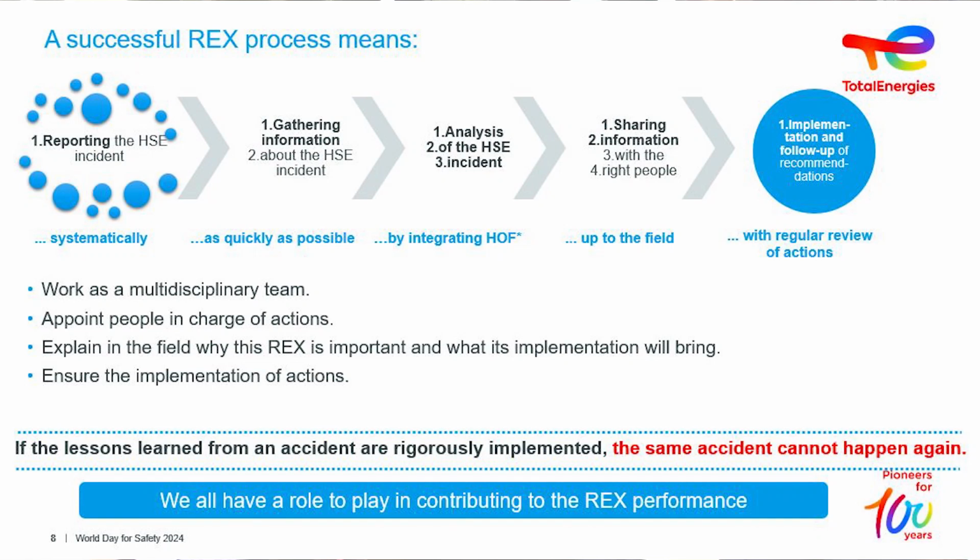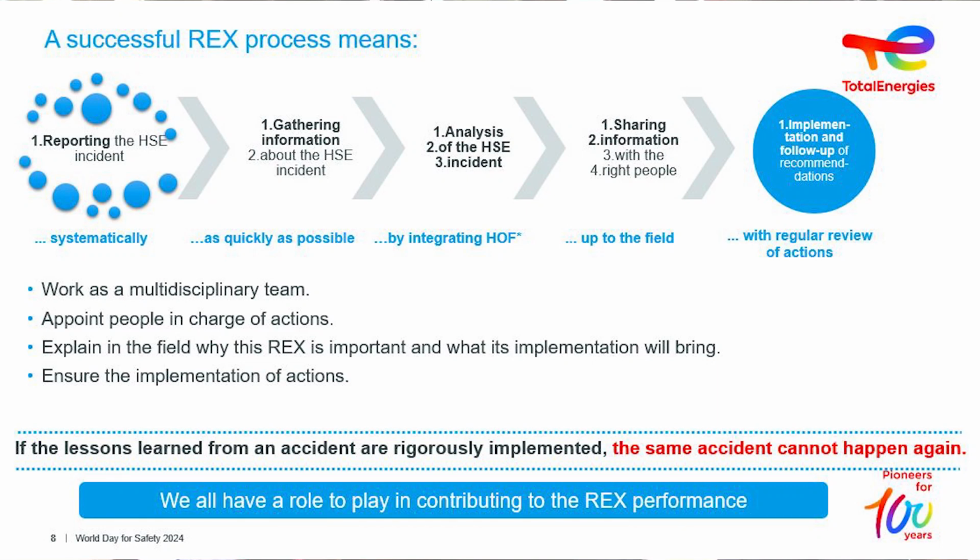We must have a team in place. It's not when the incident happens that we start putting a team together to review it. We should have a process in place where we have people ready to quickly analyze and know what to do to gather the information. Then we need to analyze the HSE incident by integrating human and organizational factors. Almost all major accidents involve these factors. Yes, we have the technical factor, but the human factor is a key component of HSE investigation. And we also need to share information with the right people.